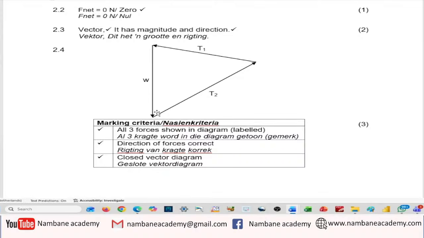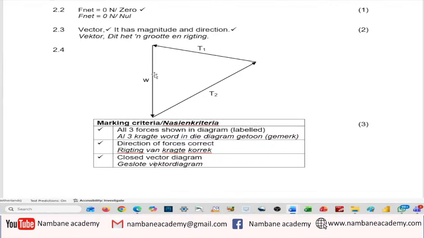So if a learner has all 3 forces as shown in the diagram and labeled, that will be 1 mark if you look at the marking criteria. You look for T1, T2, and weight. If they are there and they are shown in the diagram, then that will be 1 mark. If the direction of the forces is correct, all of them, the direction must be correct. So it is direction of T1, direction of T2, and direction of weight.